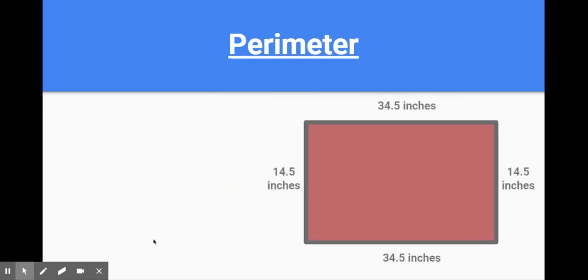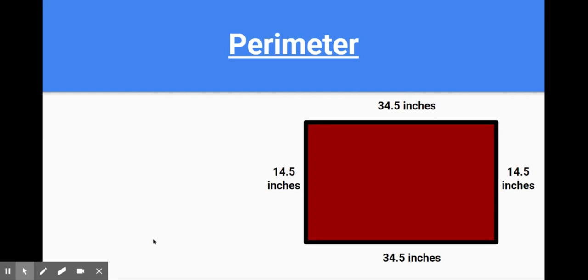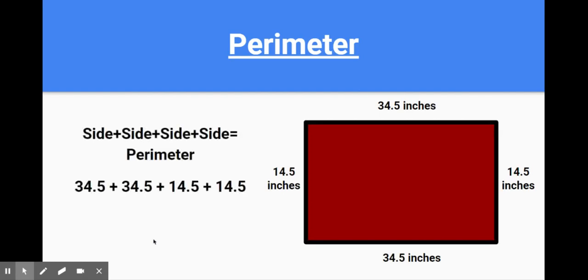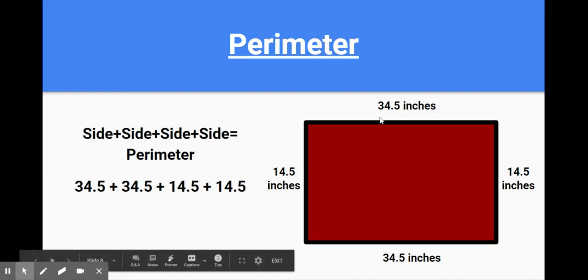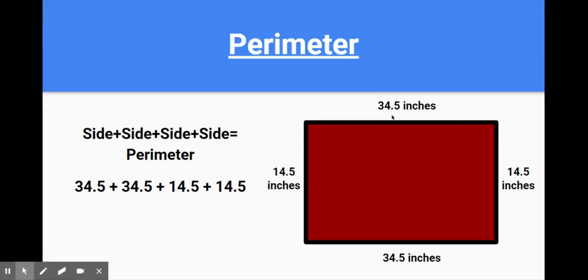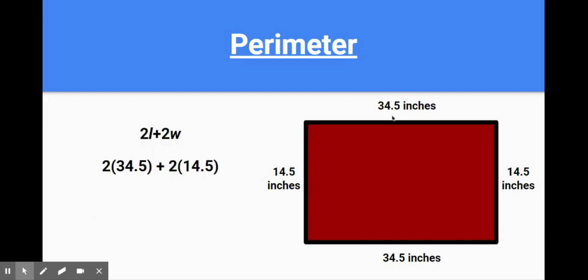Let's find the perimeter of this rectangle. To find the perimeter, we add each side together. So 34 and 5/10 plus 34 and 5/10 plus 14 and 5/10 and 14 and 5/10. When we add all of these numbers together, we get 69 plus 29, which equals 98 inches.